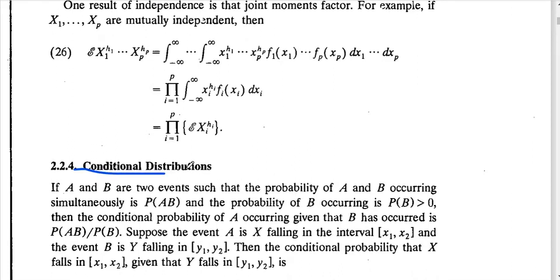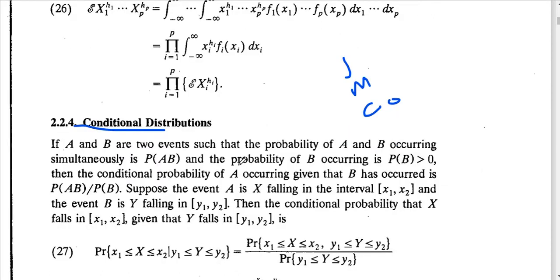Conditional distribution. Up to now we discussed joint distribution and marginal distribution. Now we can see what will happen in conditional distribution. After conditional distribution we are going to the examples. If A and B are two events such that the probability of A and B occurring simultaneously, that is probability of AB, which means probability of A intersection B, and the probability of B occurring is greater than 0, because if probability of B is equal to 0, it will go to infinity. What is the formula? Probability of A intersection B.